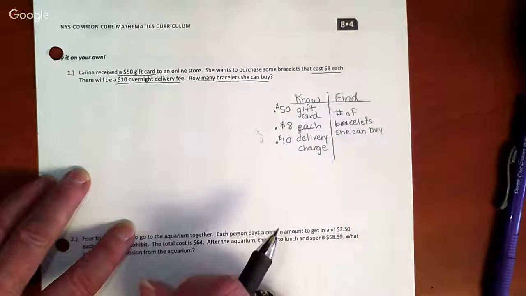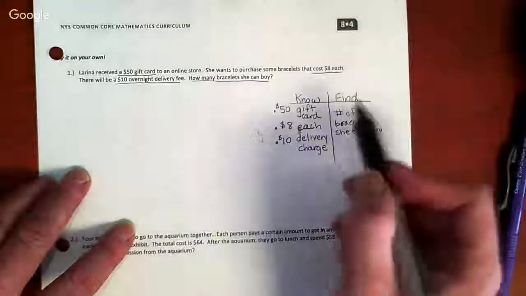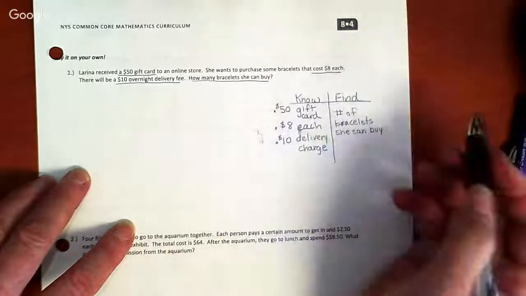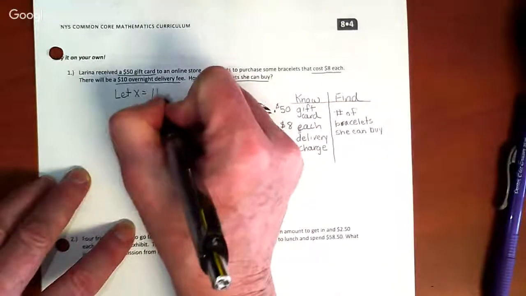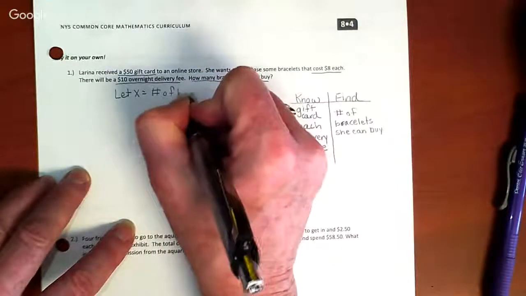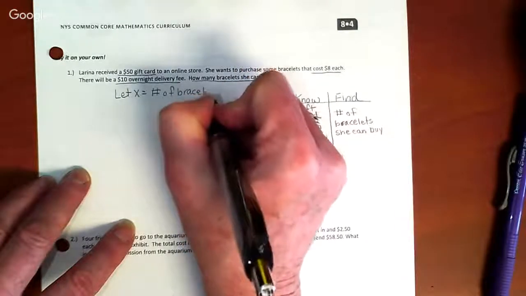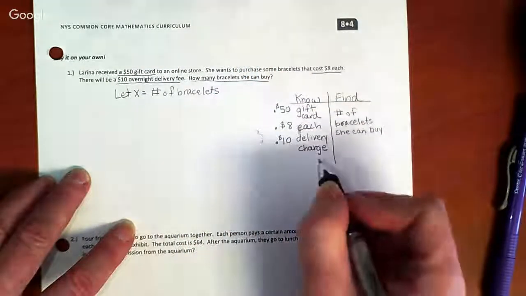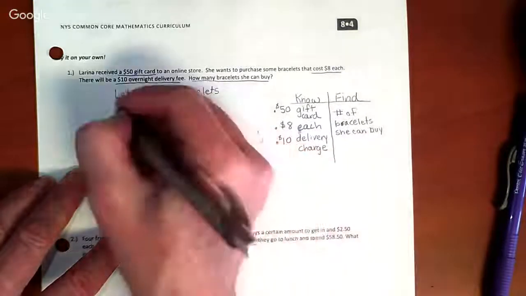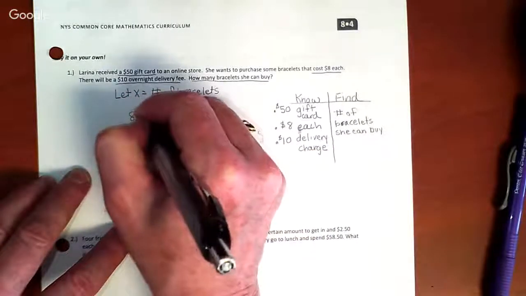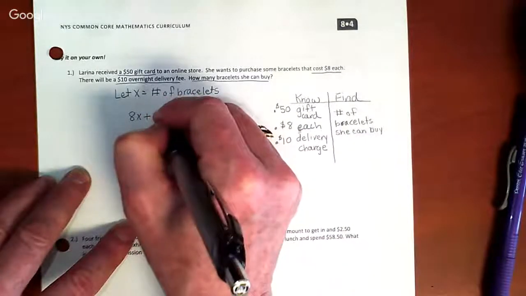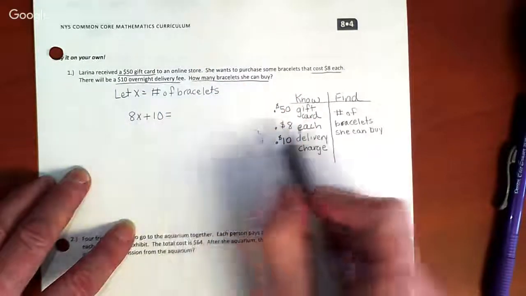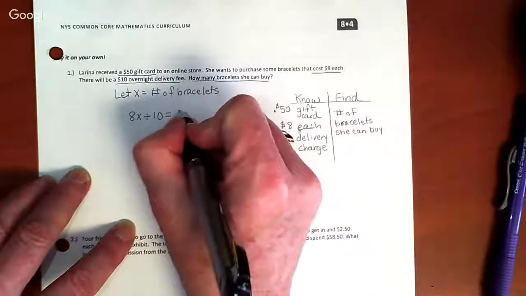Okay. So in this particular case, each bracelet is $8. First of all, we need our let statement. Let X equal number of bracelets. So here, each bracelet is $8. So 8x plus her delivery charge of $10. And that equals her gift card of $50, because that's how much she has to spend.